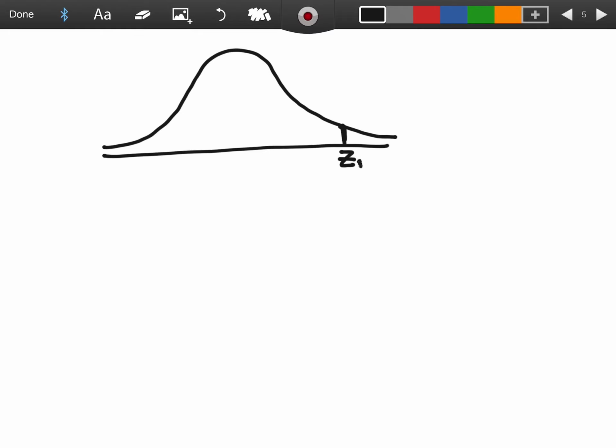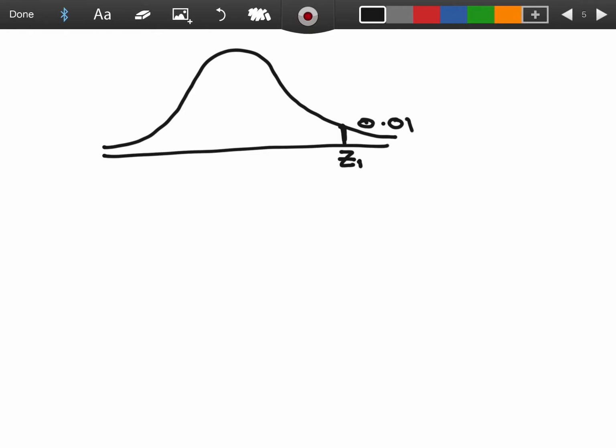I know that the area under the curve to the right is that significance level because I know it's right-tailed with a 0.01 significance level. So I know that 1% of the time is where I want to reject my null hypothesis. So my rejection zone, that danger zone, is going to be off to the right.